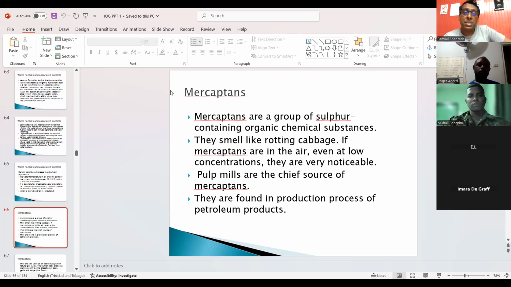All right, mercaptans. Mercaptans are a group of sulfur-containing organic chemical substances. They smell like rotten cabbage. If mercaptans are in the air, even at low concentrations, they are very noticeable. Pulp mills are the chief source of mercaptans. They are found in the production processes of petroleum products.